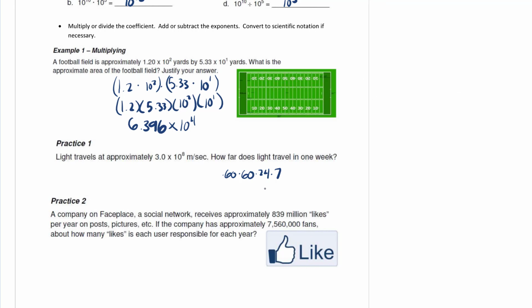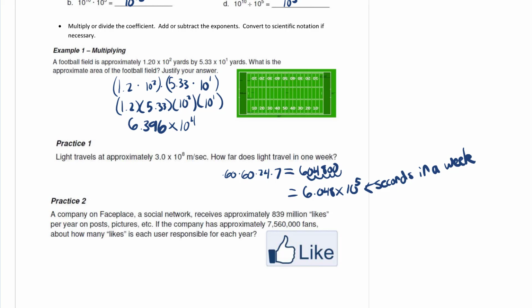We get 604,800. We're going to convert that to scientific notation. 6.048 times 10 to the, how many decimal places do we move? 1, 2, 3, 4, 5. There we go. So this is how many seconds in a week right here. A lot of seconds. How far does light travel in a week?